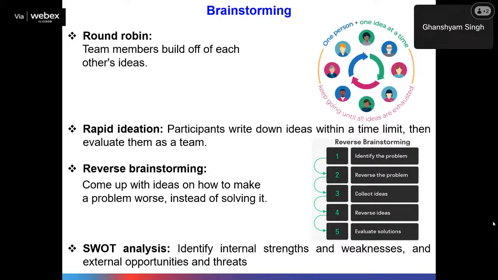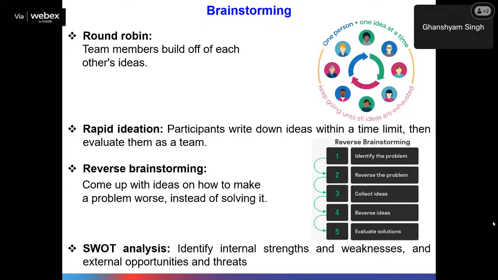Another thing is very important. We have a technique that is brainstorming. We may also use reverse brainstorming. In reverse brainstorming, we are doing the reverse of the brainstorming idea. We are coming up with ideas on how to make a problem worse instead of solving it. So rather than asking them to solve it, we will ask them to come up with ways of making the problem even worse. So what would be the use of this? This actually gives them an opportunity to optimize the solution.